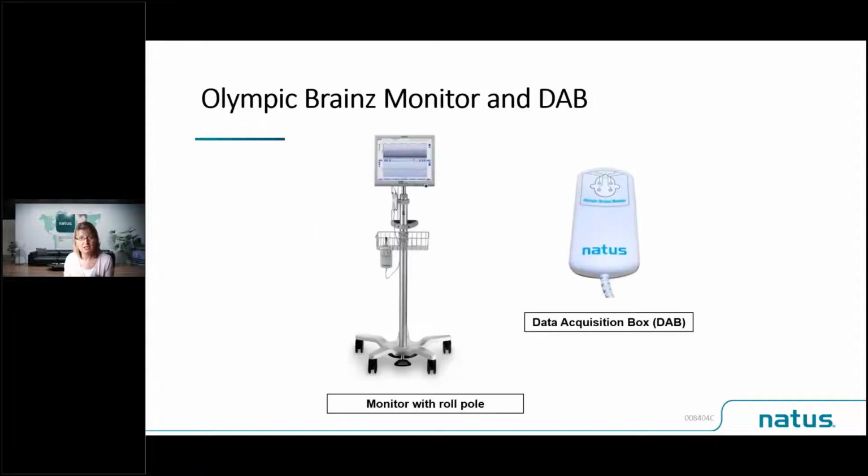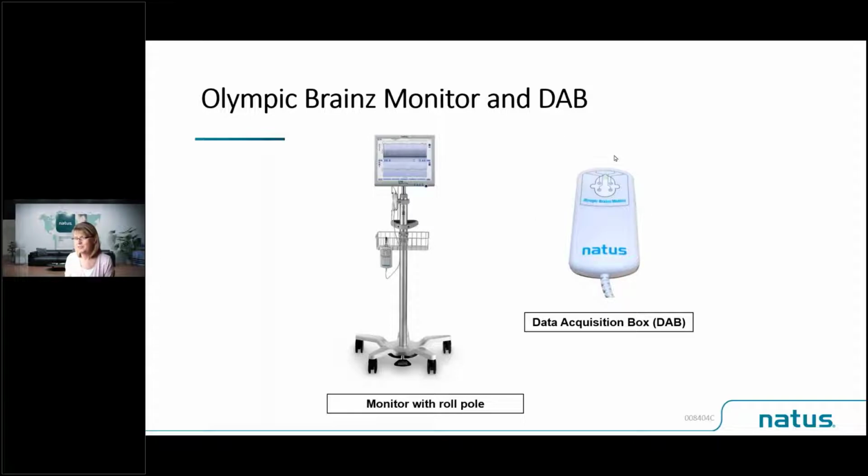So first of all, just a quick recap on the Olympic Brains Monitor. So we hopefully know the Olympic Brains Monitor. It's a touch screen panel PC device with a tilt mount to the roll stand, and on the roll stand a nice handle, basket accessory where you can keep your infant prep supplies, locking wheels to make it secure, and a height adjustment pedal so we can have it at the right height in the NICU for us.